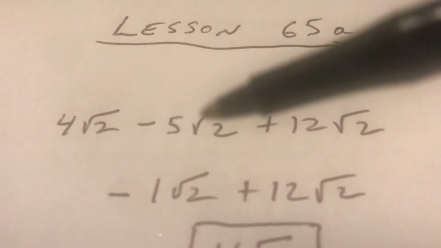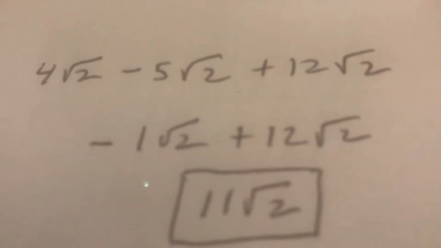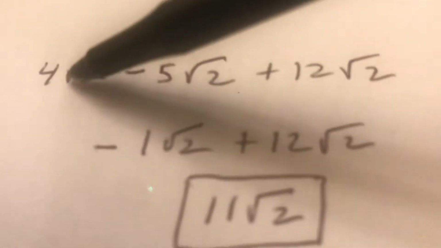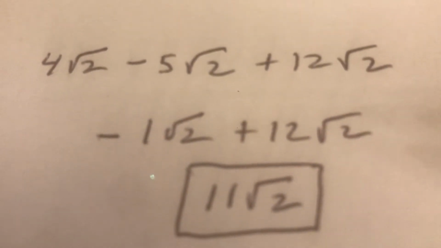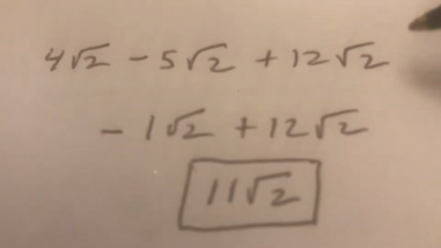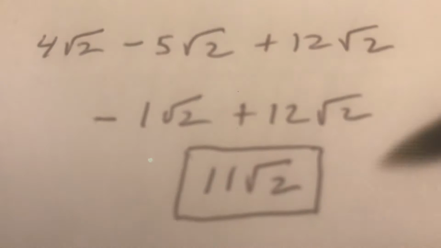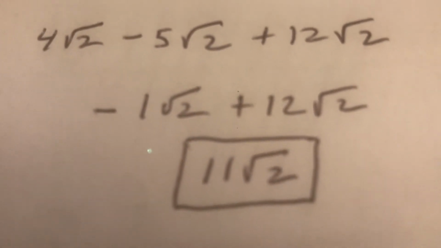4 square root of 2 minus 5 square root of 2 is negative 1 square root of 2, plus 12 square root of 2 is 11 square root of 2. You're just adding or subtracting the numbers in front. Now, one way you can check your work is on a calculator: you'll get a decimal answer, and then do the simplified version on a calculator, and you should get the same decimal answer. Just a way to check your work.